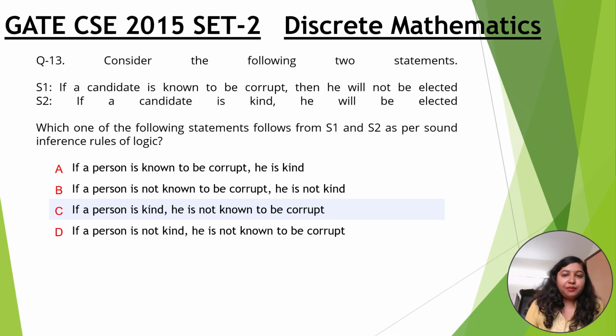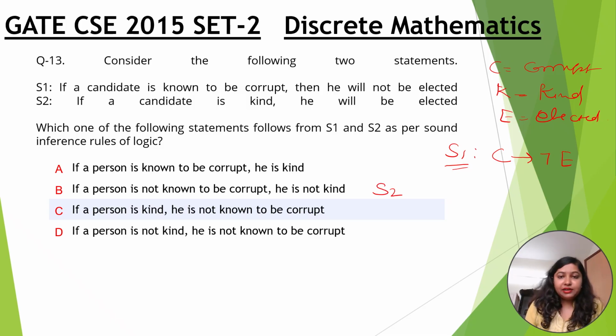Okay, तो हम यहाँ पे ऐसे ले लेते हैं. Let C is candidate known to be corrupt, K is kind, E is elected. ठीक है, अब S1 लिखो. S1 हम if a candidate is corrupt then he will not be elected, not be elected इस तरह से लिख सकते हैं. ऐसे ही हम S2 लिखेंगे. If a candidate is kind he is elected.